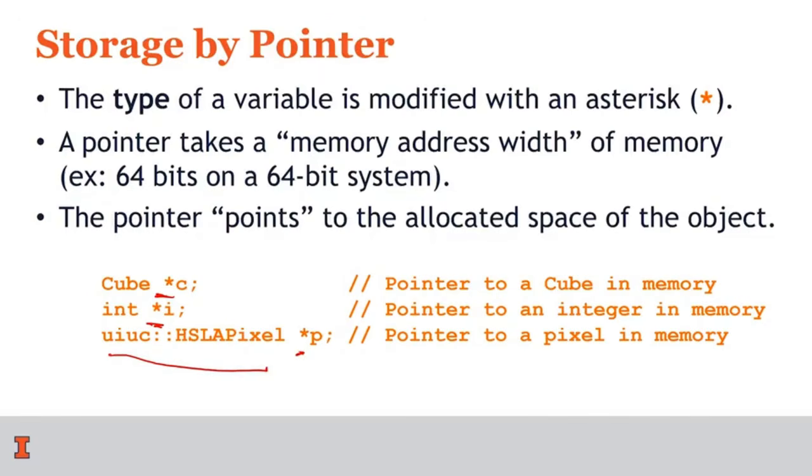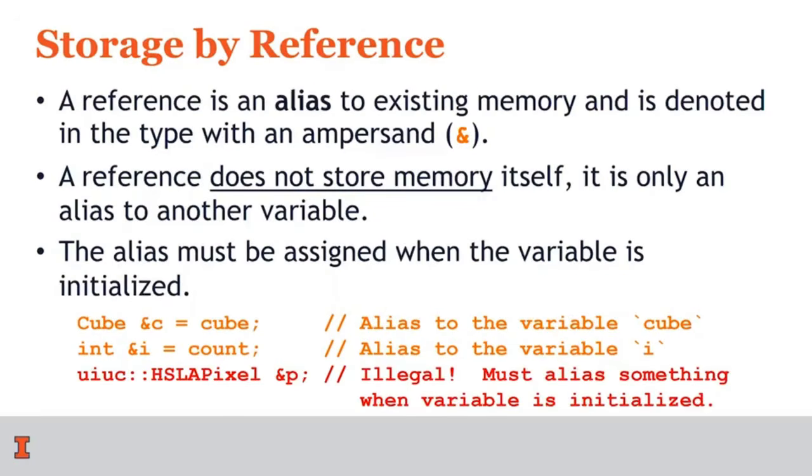There's a third way of storing that we've made references to, but we haven't formally defined. That is storage by reference. A reference variable is a special type of variable which aliases existing memory by name and is denoted with an ampersand. So a reference variable never stores any memory itself. A reference variable has no size. It takes 0 bytes of memory to create a reference variable. A reference variable simply refers to some existing memory.